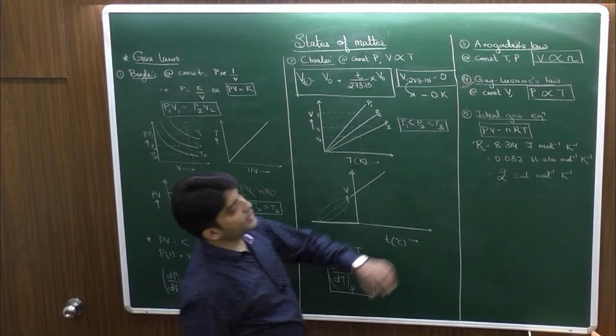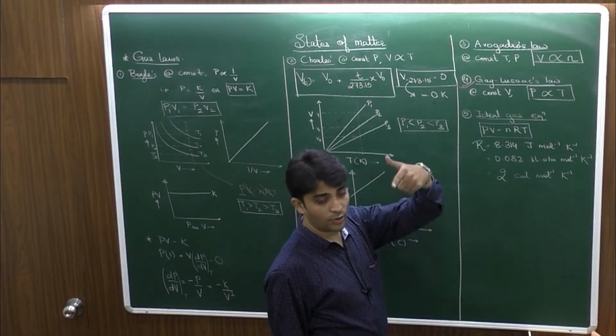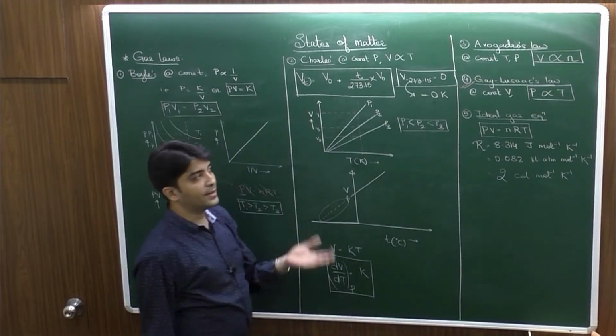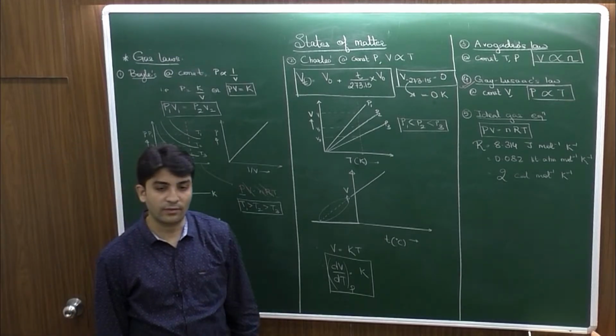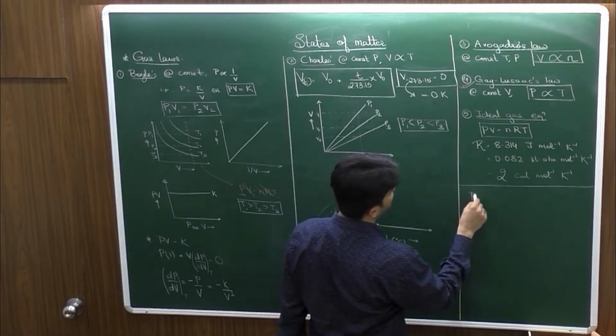Because by Gay-Lussac's law, at constant volume P is proportional to T. So when you draw a line parallel to the y-axis, you are keeping temperature constant. And when temperature is constant, P and V are inversely related. You get a case of Boyle's law. Clear with that?